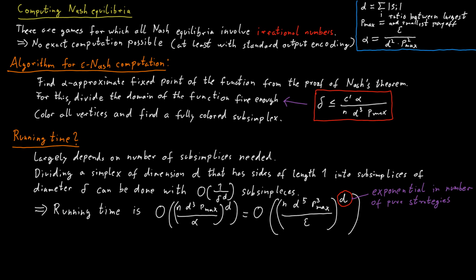And remember that d is the number of pure strategies in the game. So unless your game is very small, the running time of this particular procedure will be very large. So this is an algorithm to compute epsilon Nash equilibria. It works, but it's not particularly fast. So if you have anything but a very small game, this will take a long time. So is there something better we can do? We don't know exactly, but maybe not, and we will discuss this more in a later video.